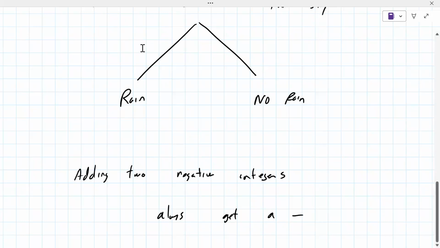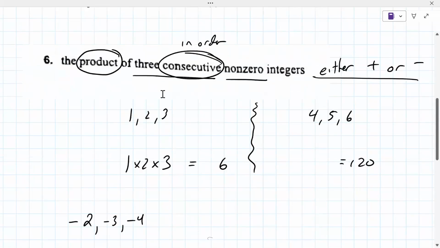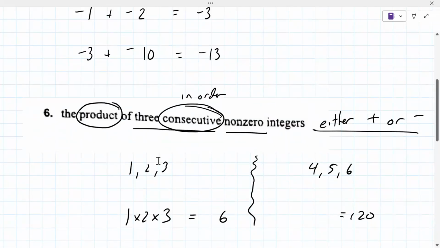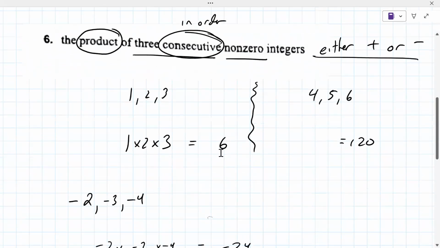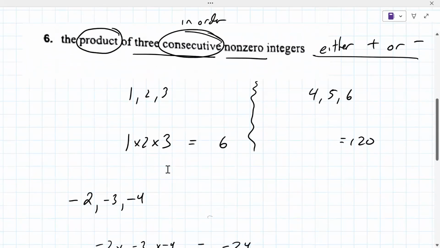Now, this three consecutive integers stuff, they're hoping that you only do the positives, but you generally have to do both positive and both negative. You kind of got to work through all the cases. Okay.